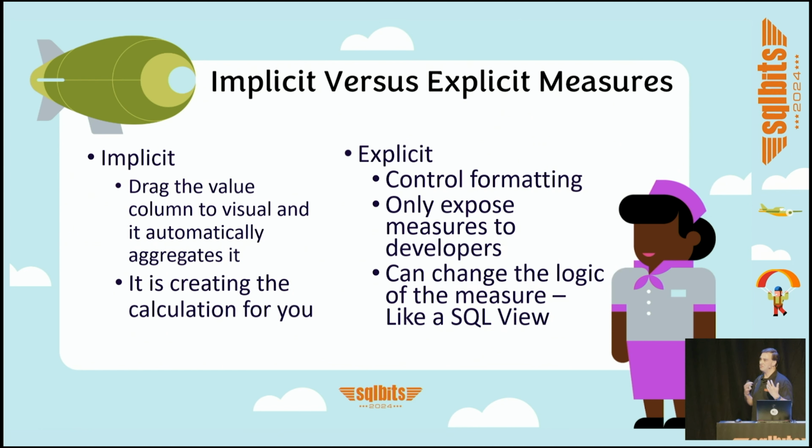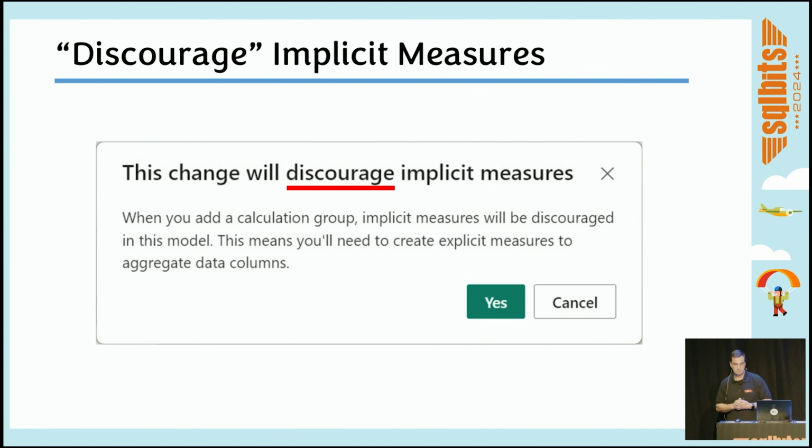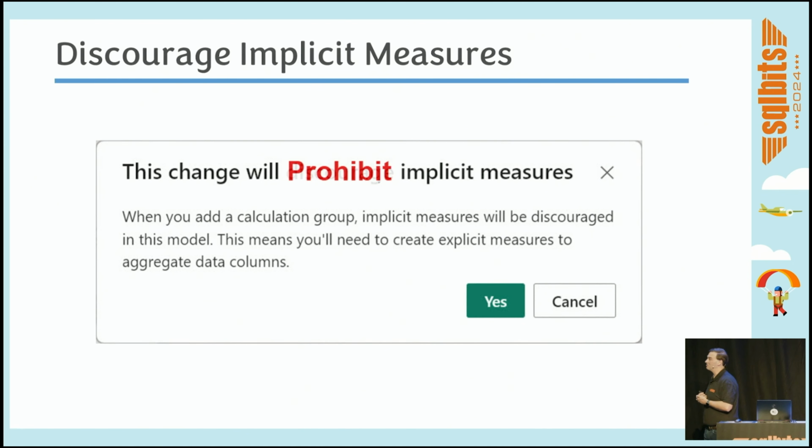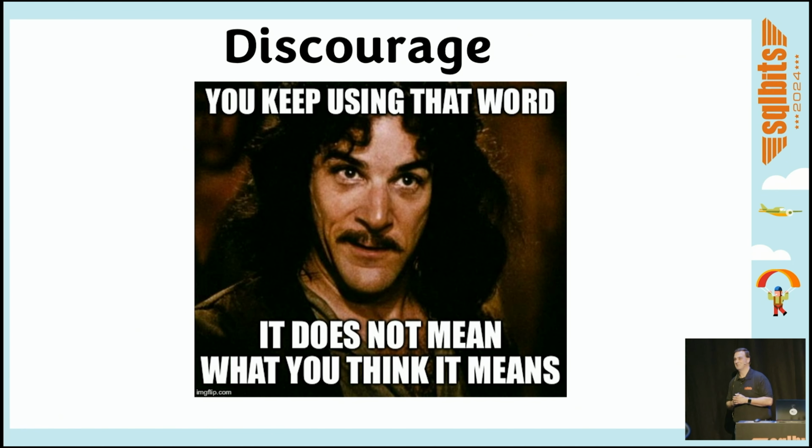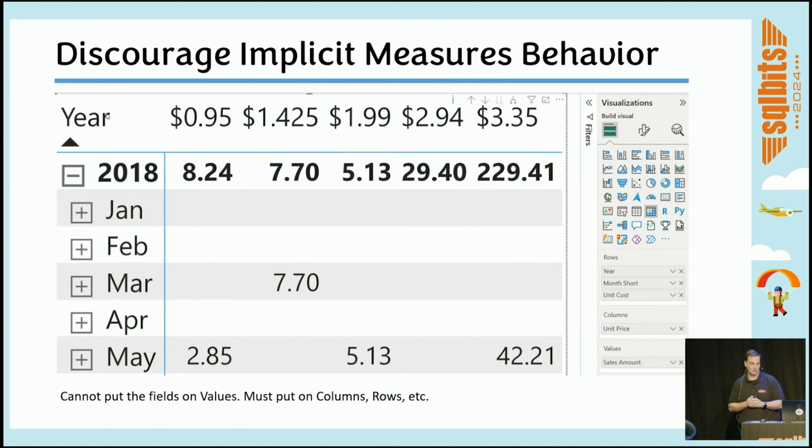So coming from a DBA SQL background, to me, this is like the SQL views, that there's the data underneath, but we're controlling how it's being used. So discourage implicit measures. That's a really good word because it really should be prohibit. So even though it says discourage, once you say yes, you can't use implicit measures anymore.